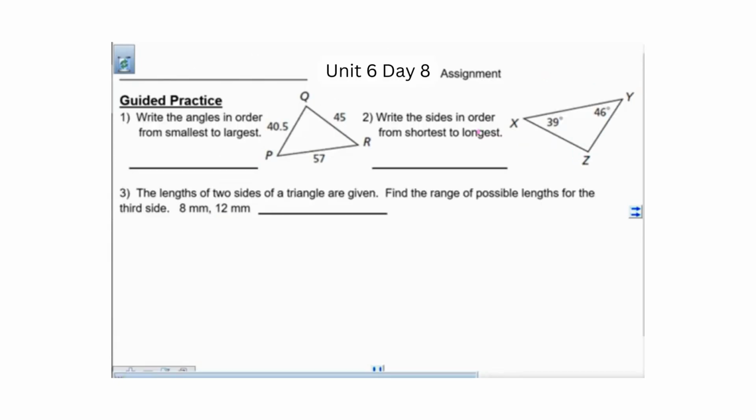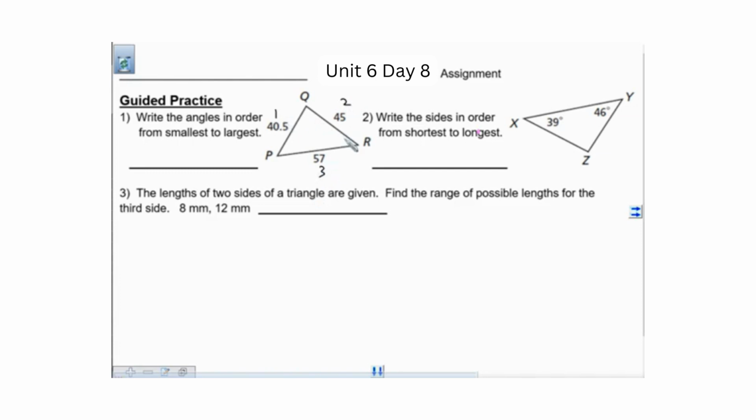Now onto the guided practice for inequalities in triangles. On the first one, we want to write the angles in order from smallest to largest, which again means we need to order our sides in order from smallest to largest. So our smallest side is PQ, our middle side is QR, and our longest side is PR.